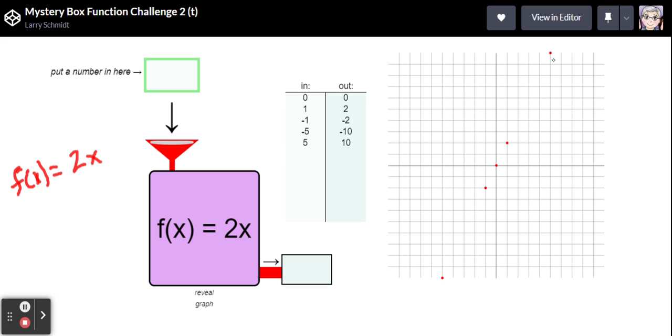So we were simply doubling x. And when you do that, you make this line with this kind of steeper slope. If we want to fill in the whole thing, we can hit the graph button. And there it is, f of x equals 2x.